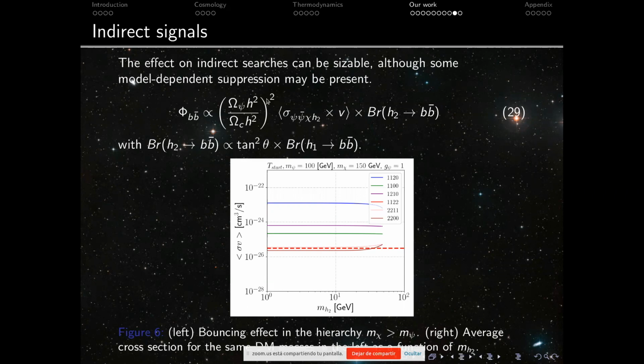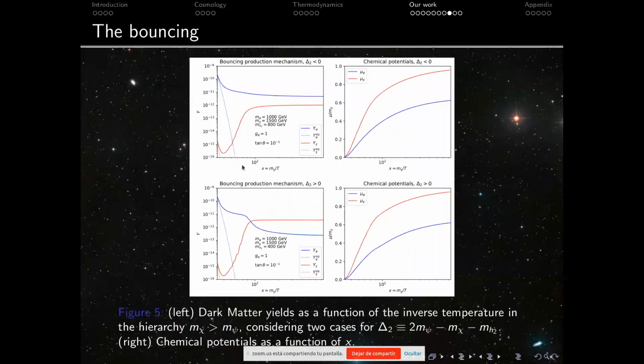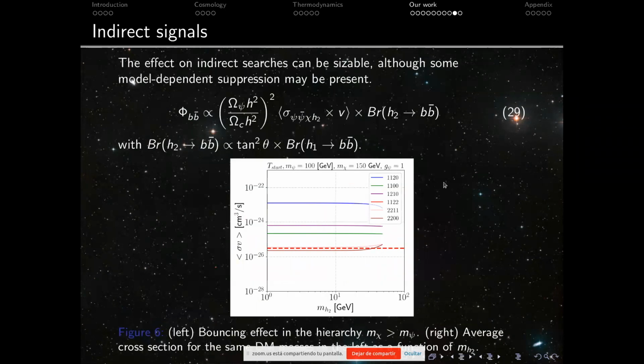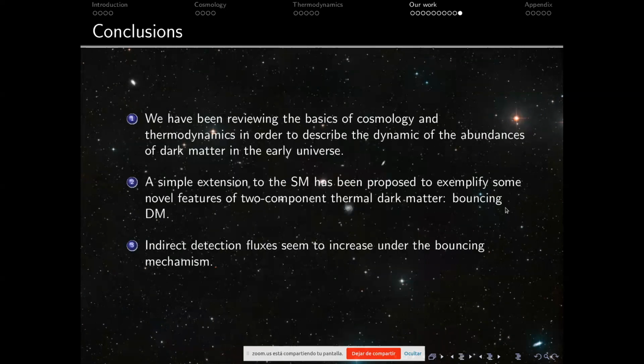Or also you can have a suppression in the relic abundance of your fermion, because in the bouncing case your dark fermion dark matter can be a sub-leading contribution to the total relic abundance, in certain parameter space points. I know that there are too many things here, and I just wanted to show you, in a very general way, what we are doing.